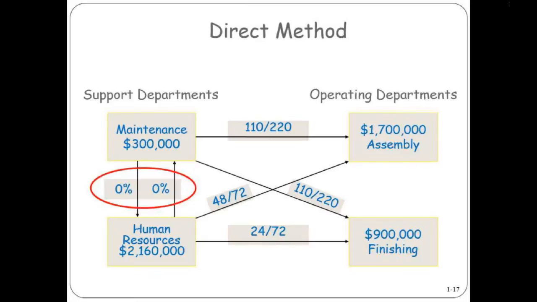Each of the two operating departments had 110,000 square feet for a total of 220,000 square feet. So they each get half of the maintenance, right? They each get 1/2 of the maintenance because they each have the same number of square feet. HR, which is driven by headcount, assembly has 48 people and finishing has 24. So assembly will get 2/3 of the HR costs and finishing will get 1/3 of the HR costs. And those costs are $2.16 million.